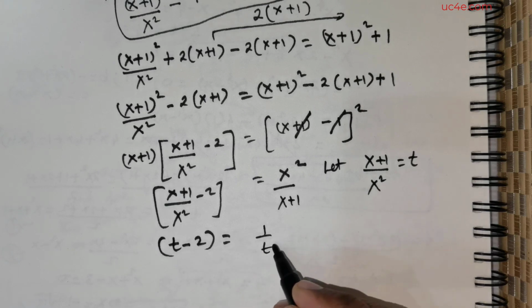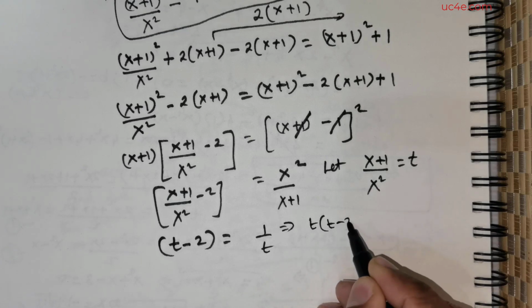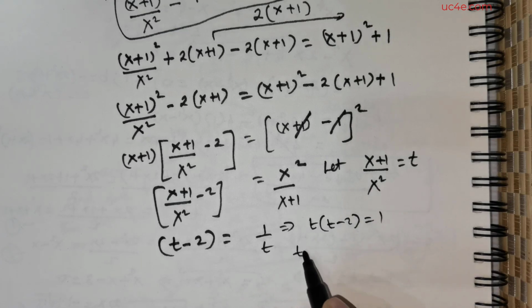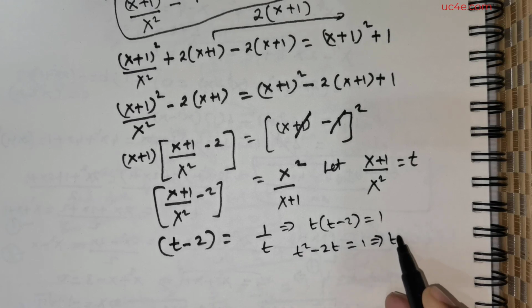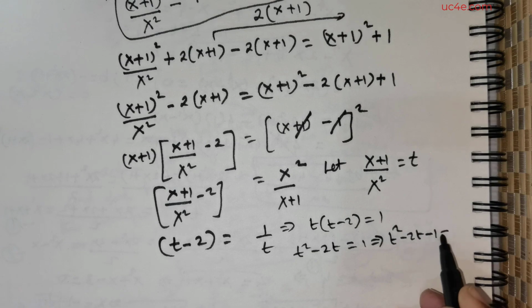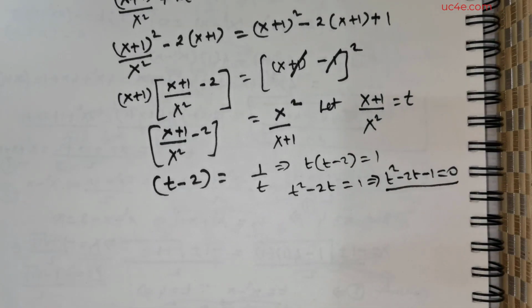Now if I were to cross multiply, I would get t(t - 2) = 1, which is nothing but t² - 2t = 1, which means t² - 2t - 1 = 0. So this is a beautiful quadratic in t.